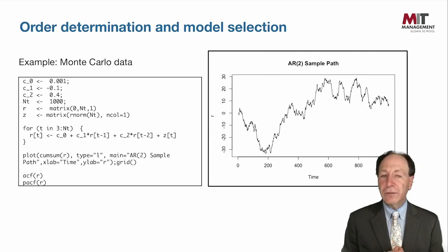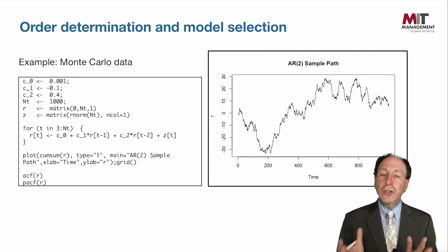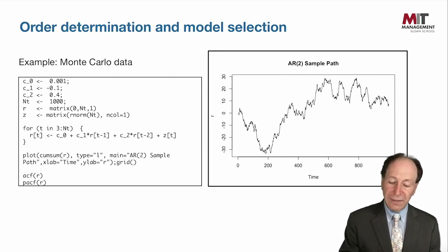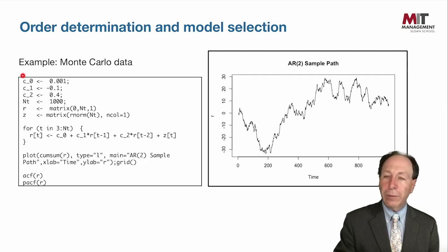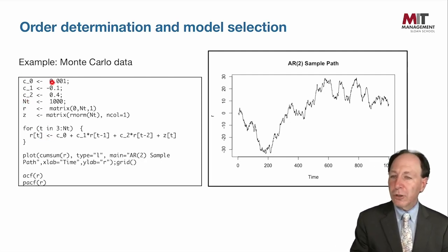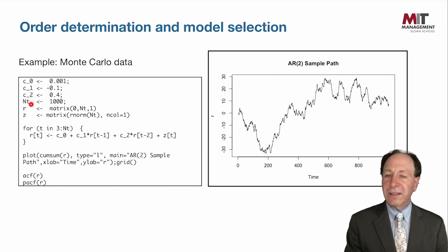So let's look at this for a couple of examples. I'll generate some Monte Carlo data, and here's my Monte Carlo data for an AR2. You can see that here. These are my parameter choices, and here is my AR2. I've made a bunch of parameter choices for c0, c1, and c2.